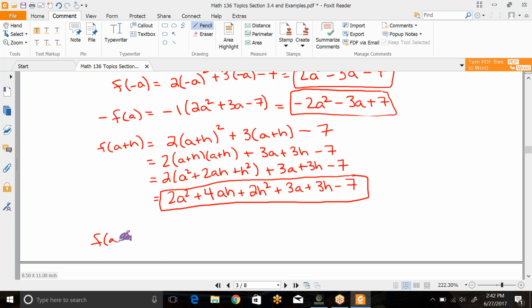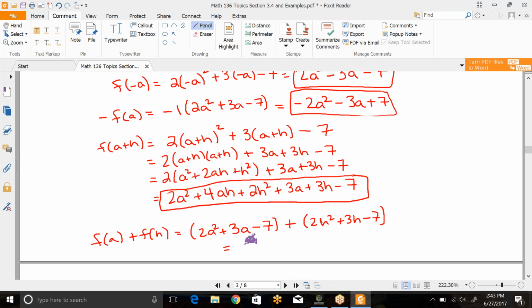Then we would want to do f of a plus f of h, which is just 2a squared plus 3a minus 7, plus the f of h, which would be 2h squared plus 3h minus 7. And the only like terms here are the negative 7s. So we'd have 2a squared plus a 3a plus a 2h squared plus a 3h minus 14. And it doesn't matter if you write these in descending order or not.